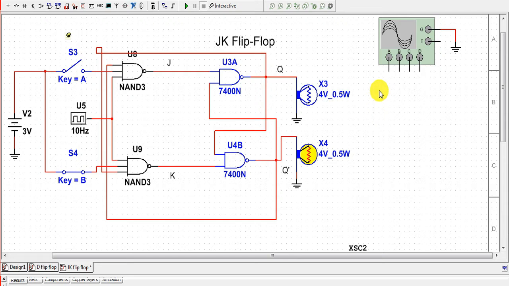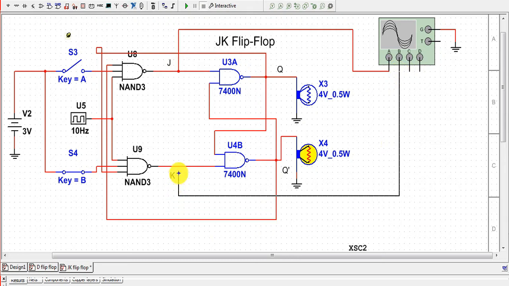Now we will connect the oscilloscope for the timing diagram of the waveforms. Channel A is connected to the J terminal to show the J signal, channel B is connected to the K terminal to show the signal of K, and channel C is connected to the clock pulse.